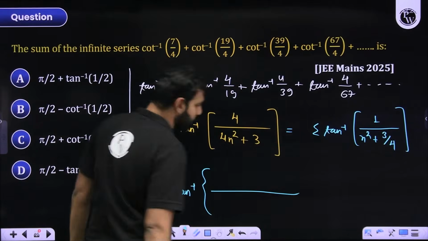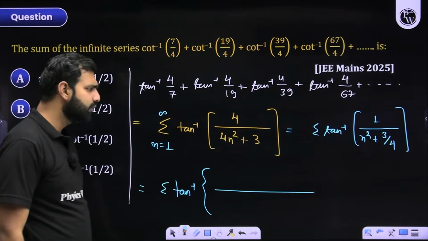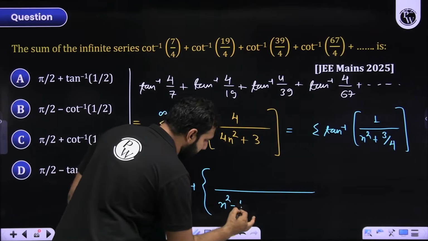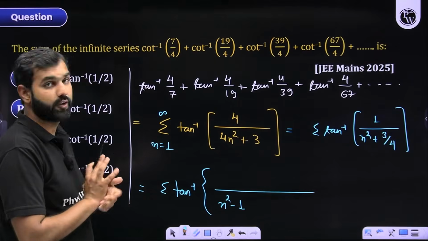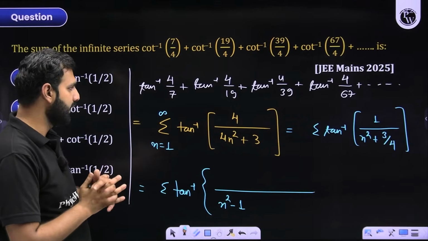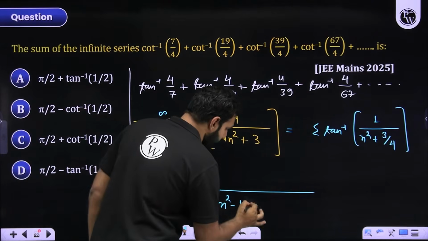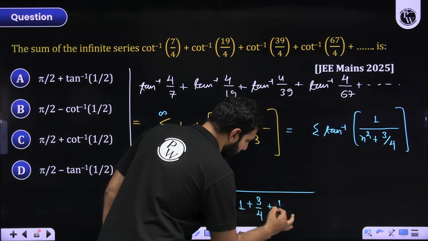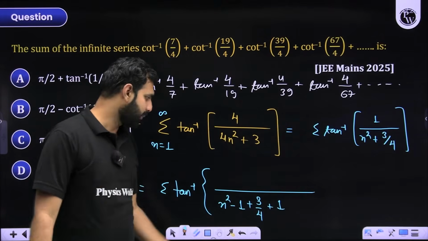The numerator I'll sort later, but let me talk about the denominator first. So this looks like n square. Let's say I subtract and add 1 to it from the numerator. In the denominator, this is n square plus 3 by 4, right? So if I'm subtracting 1, then of course I need to add 1. So this is minus 1 plus 3 by 4 plus 1. I hope that I can do that. So in the denominator, no major changes are done. I have subtracted 1 and added 1.